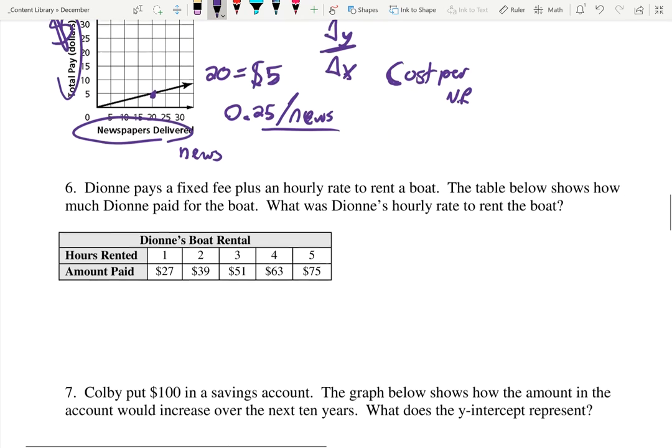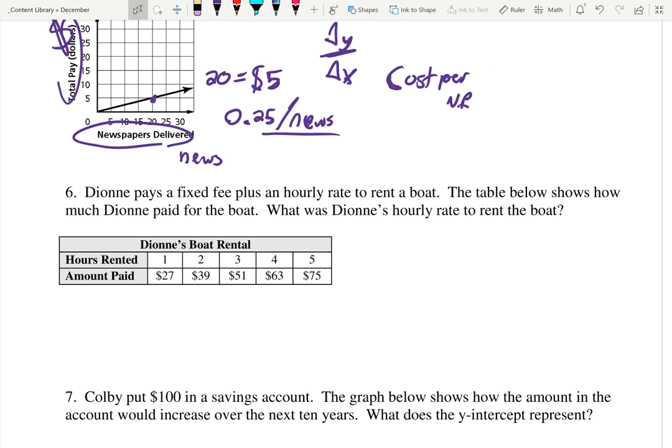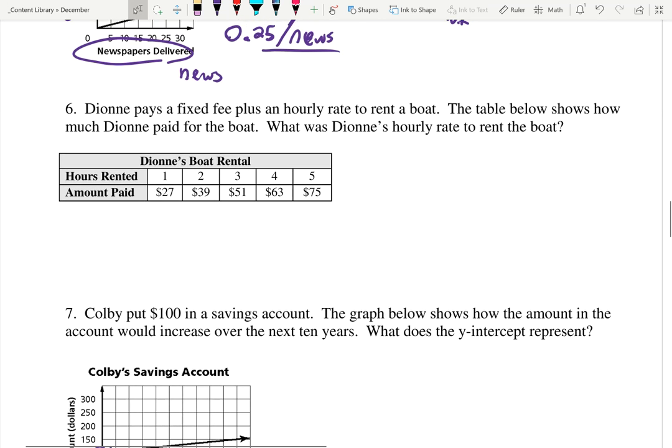Number 6. Dion or maybe Diane pays a fixed fee plus an hourly rate to rent a boat. The table below shows the price she paid for the boat. What's the hourly rate? A common mistake here is to think that the hourly rate is $27 because it says 1 hour is $27. But that's not the hourly rate. The hourly rate is actually $12.